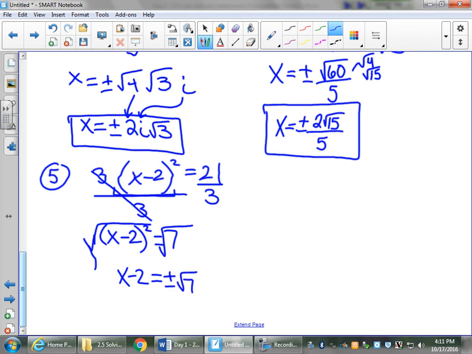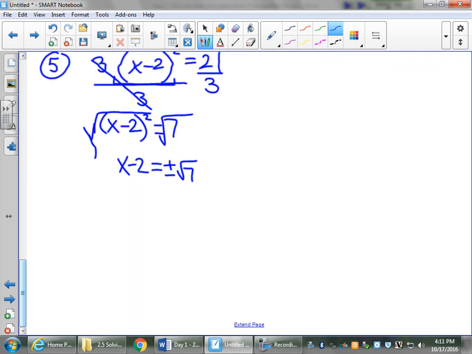Notice I put the plus or minus now, not at the end. The plus or minus belongs as soon as you square root both sides. So as soon as I square root both sides, that's when I put the plus or minus. Don't wait till the end or your answer will be wrong.